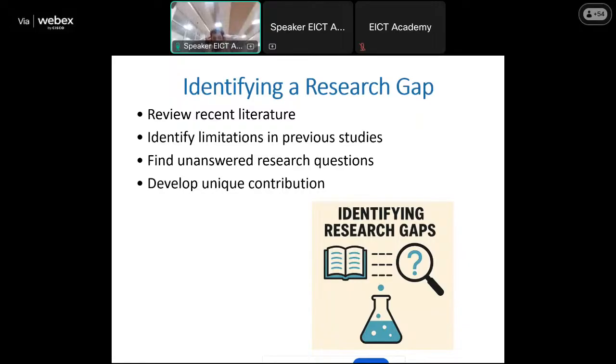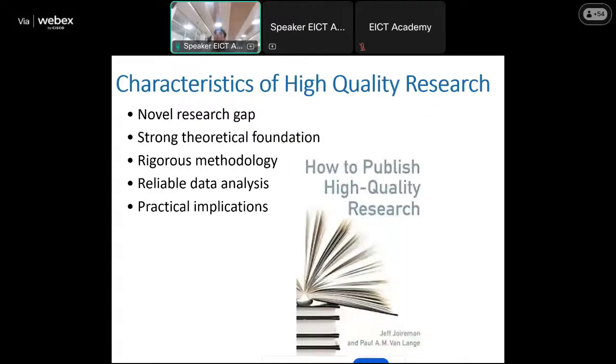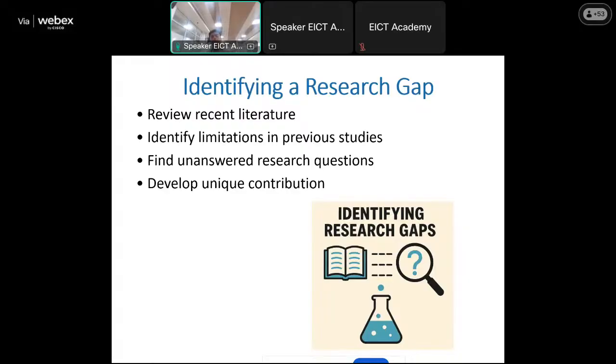Okay. So identifying a research gap, how you can identify a research gap? Well, that is one of the very important parameters for publishing in a high quality journal. So to identify the research gap, you need to go for a recent literature review.